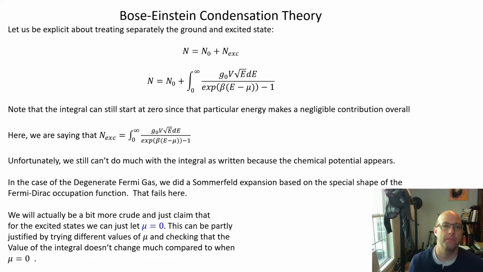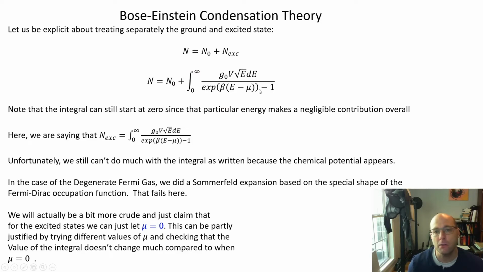All right. So we're going to be explicit about treating the ground state and the excited state as different parts. And what we're basically going to do is just say n0 is something, and it may be a really big number, fine. It may be all of the bosons. And then the excited state piece is just this integral. So now I wrote out the integral explicitly.